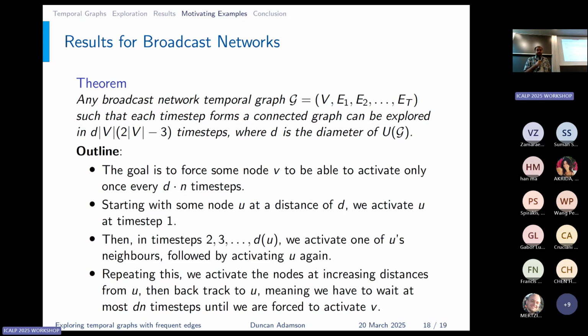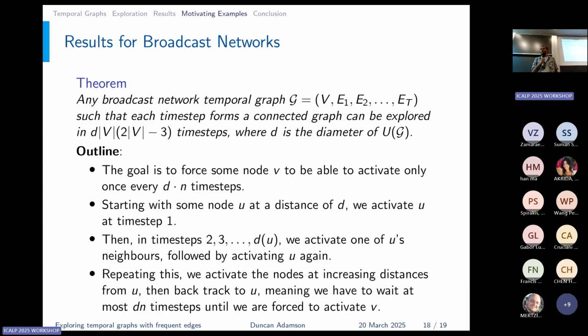Our second claim is that, without any claims on the connectivity of each time step, if we have any broadcast network, it can be explored in the diameter of the graph times the number of vertices times 2 times the number of vertices minus 3. So the frequency is the diameter of the graph multiplied by the number of vertices.